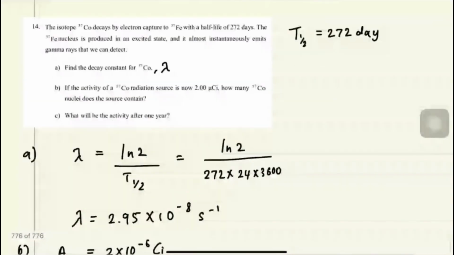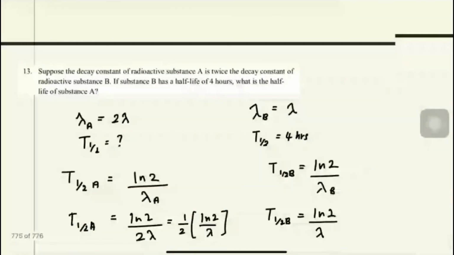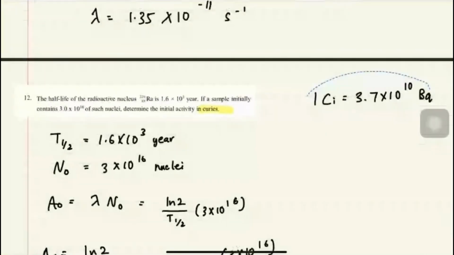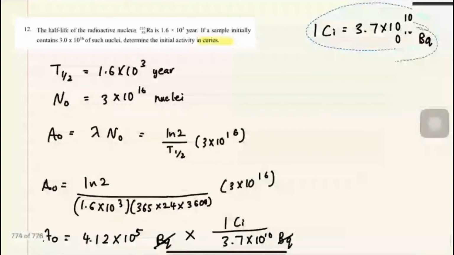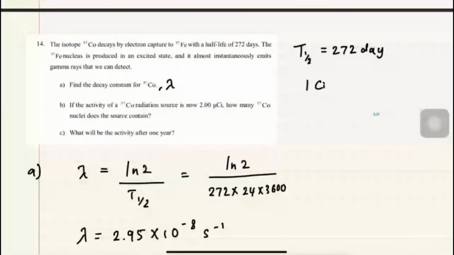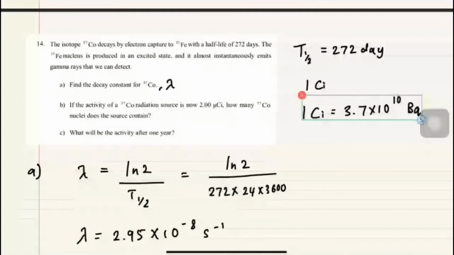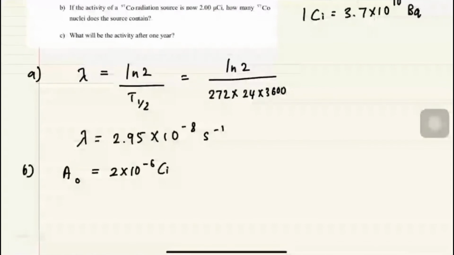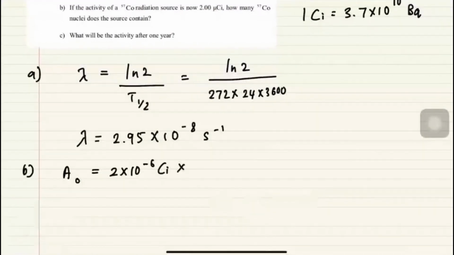Tadi kita tahu yang 1 Ci ni, tadi kat atas kan, 1 Ci is equal to 3.7 times 10 to the power of 10 becquerel. So just copy this one. Okay. So if I want to change to becquerel, I just have to multiply. 2 exponent negative 6 times 3.7 exponent of 10, I got 74,000 becquerel.